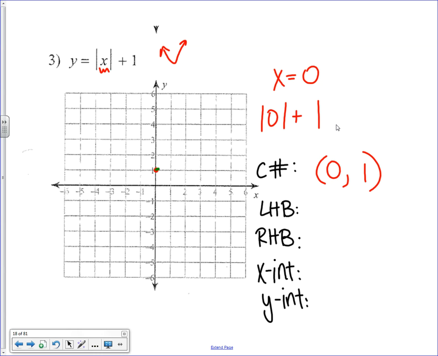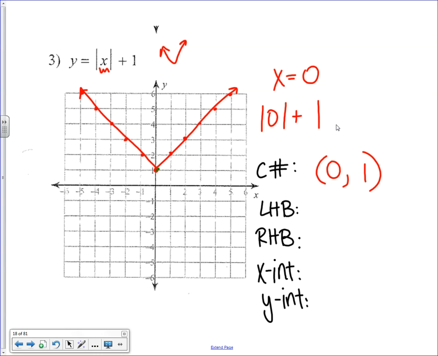What's up? Got it. Everybody good here? Now I have to use my slope, right? What is the slope? 1. So we're going to go up 1 over 1 on both sides. Looks like that.